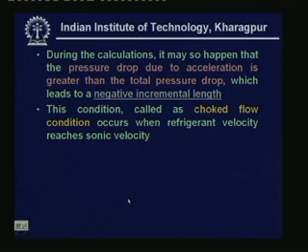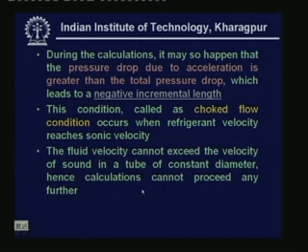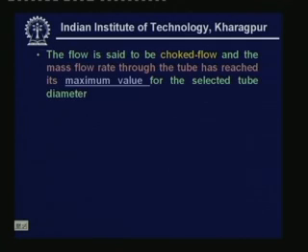This kind of condition is called a choke flow condition, and this condition occurs when the refrigerant velocity reaches sonic velocity. Okay, that means the velocity of sound at that point. The fluid velocity cannot exceed the velocity of sound in a tube of constant diameter, hence calculations cannot proceed any further. Okay, there is a problem of choked flow, and the flow is said to be choked, and the mass flow rate through the tube has reached its maximum value for the selected tube diameter.